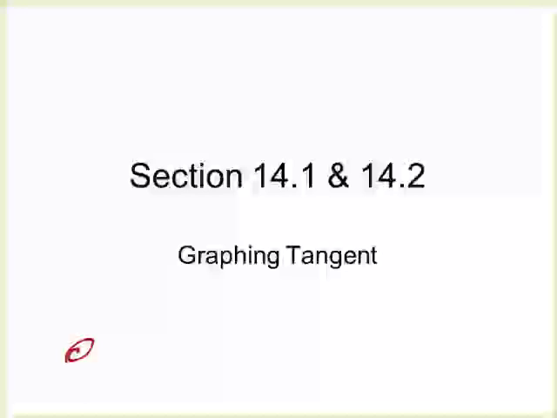Graphing tangent. We took sine and cosine over 2 days to first look at the general shapes of sine and cosine, and then on our second day to look at how we can move those graphs around. We're going to do everything with tangent on 1 day because moving tangent follows exactly the same rules as moving sine and cosine. So really what's new for us today is this new shape of tangent. But our rules for translating are exactly the same for tangent as they were yesterday for sine and cosine.